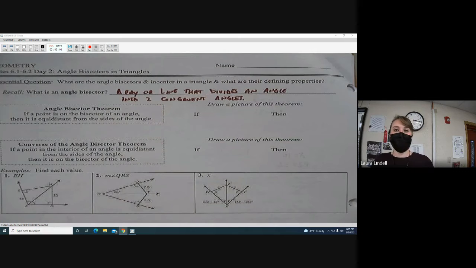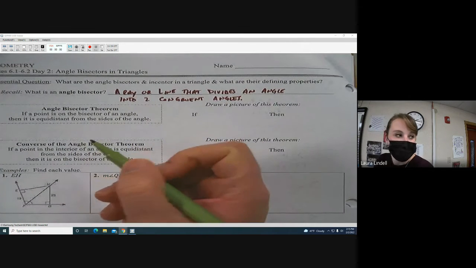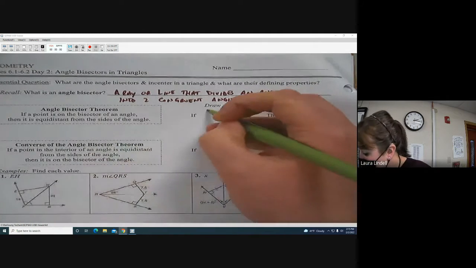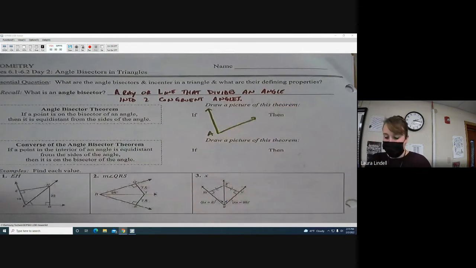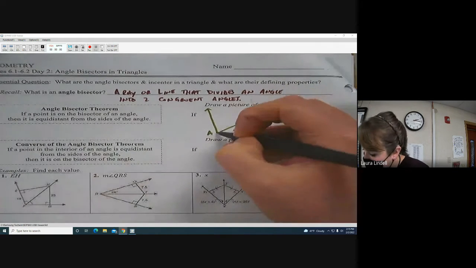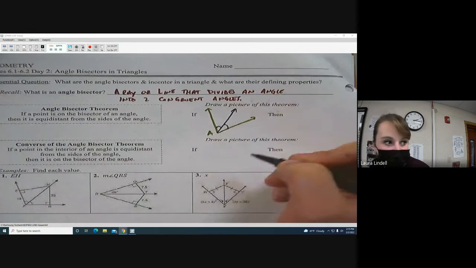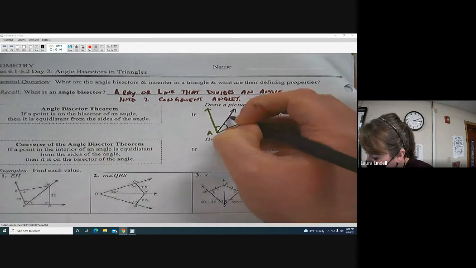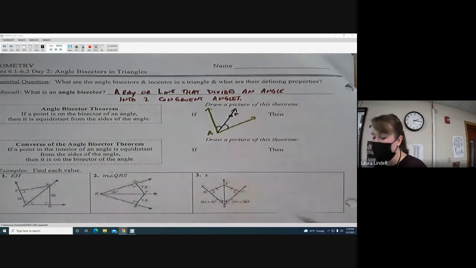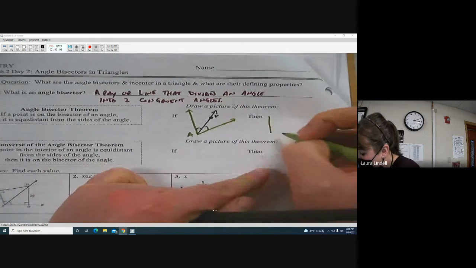So today we're going in the direction of the angle bisector theorem, which is that if a point is on the bisector of an angle, then it is equidistant from the sides of the angle. So we're going to draw a picture of what that looks like here. Starting with an angle, let's call it angle A. And then we've got the angle bisector. And we know it's an angle bisector because it's showing that these two smaller angles are the same size. And then we're saying if there's a point out here on that angle bisector, then we're going to draw that same picture and add some stuff to it.